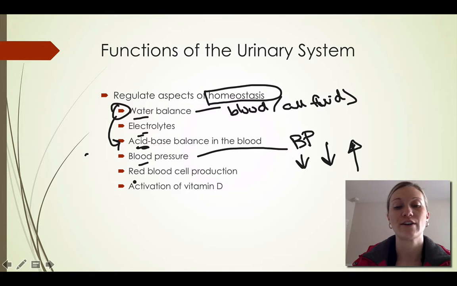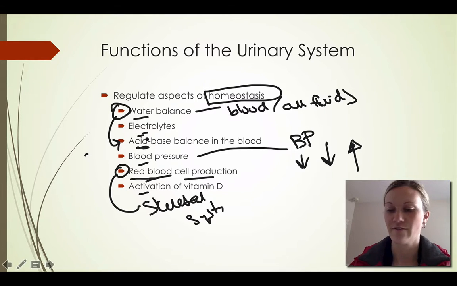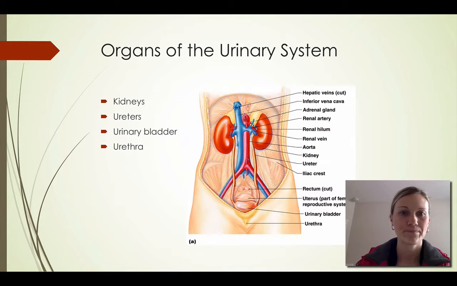Another function of the urinary system is that it is responsible for initiating red blood cell production. It is important to know that red blood cell production actually occurs in the red marrow of the skeletal system, but what's responsible for initiating that comes from the urinary system. And then it also helps to activate vitamin D. So the urinary system really does a variety of different functions inside of the body.